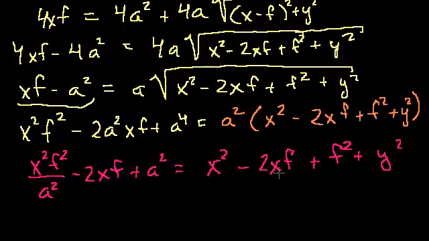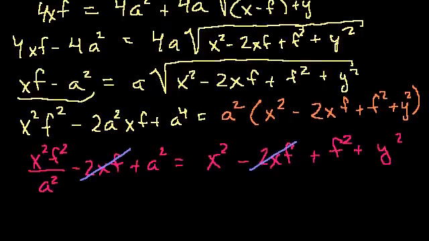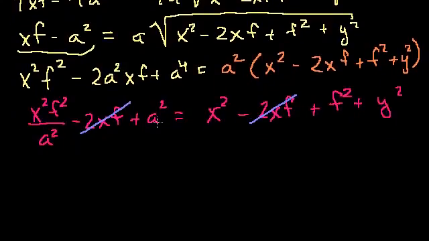Well, good. There's something to cancel out. There's a minus 2xf on both sides of this equation. So let's cancel that out. Simplify our situation a little bit. And let's see. So what we could do is subtract this x squared from this. So you get, let me rewrite it. So you get x squared f squared over a squared minus x squared.